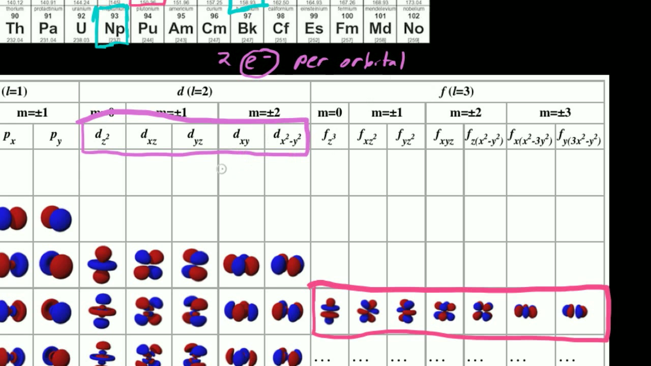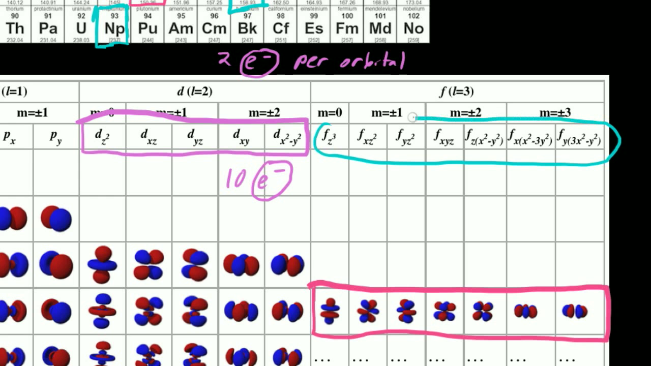So in our d orbitals, we were able to fit how many electrons? We were able to fit 10, right? We were able to fit 10 electrons into our d orbitals. How many electrons are we going to be able to fit into these f orbitals? Well, how many different orbitals do we have? We've got 1, 2, 3, 4, 5, 6, 7. So we've got 7 orbitals.